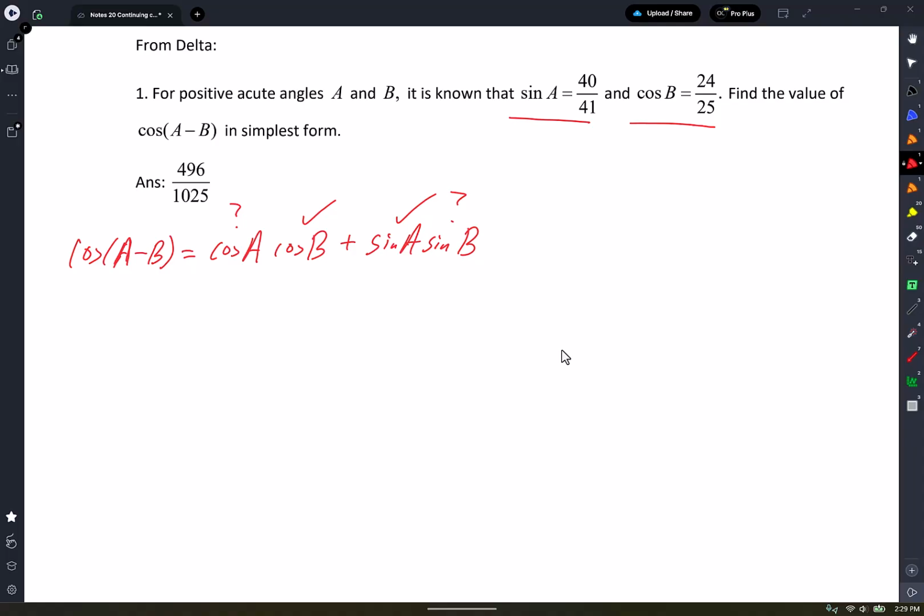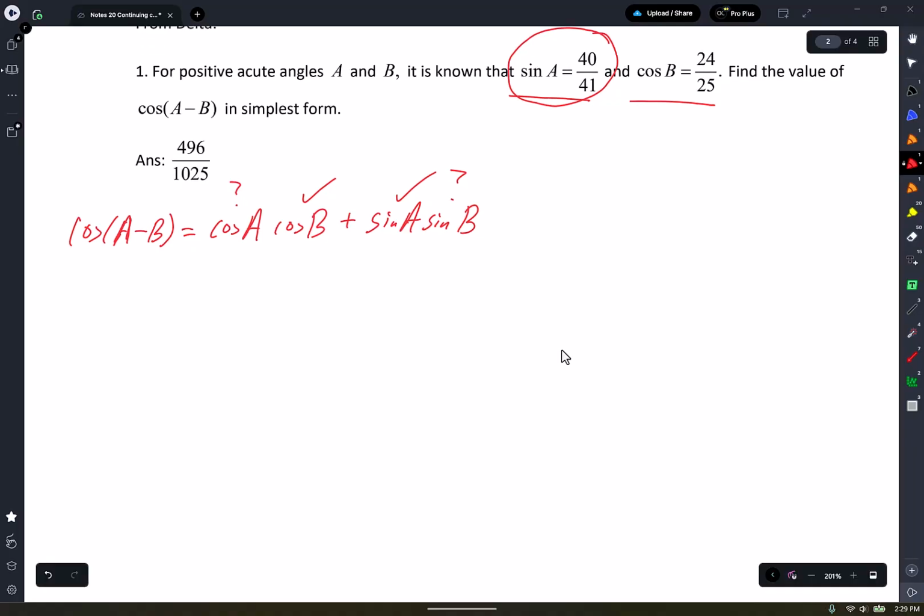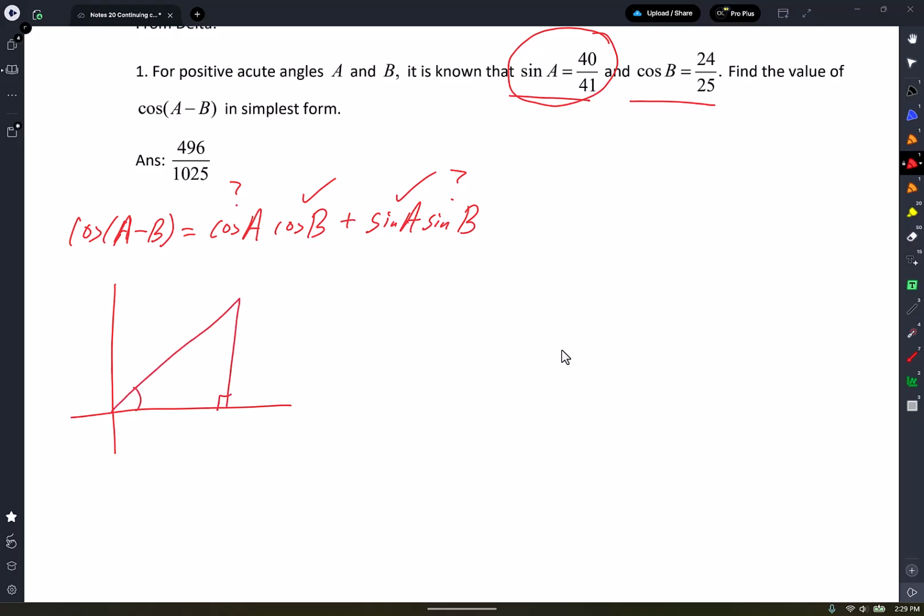How am I going to get them? So let me circle this one in red. If you have colored pencils, this will be a good one because I'll do it in two different colors. And here's angle A in red. Chav, why is it in quadrant 1? Because they told me it's an acute angle. And I know that sine A is 40 over 41.